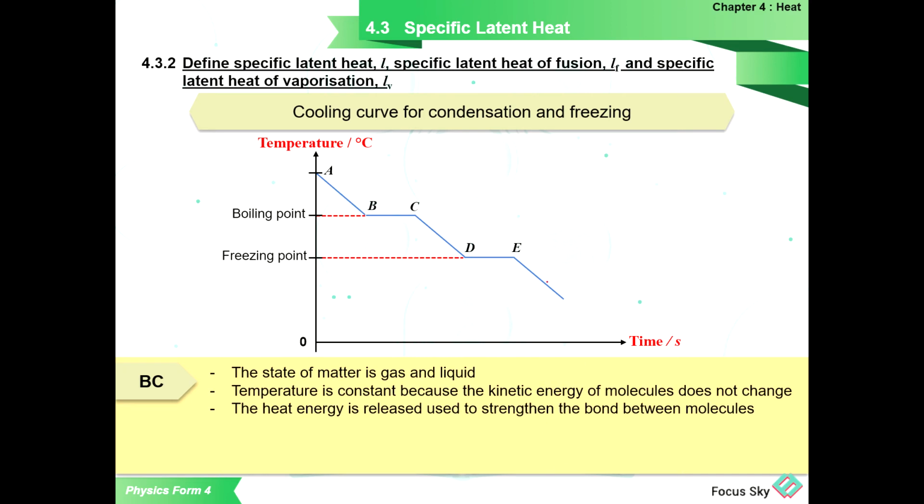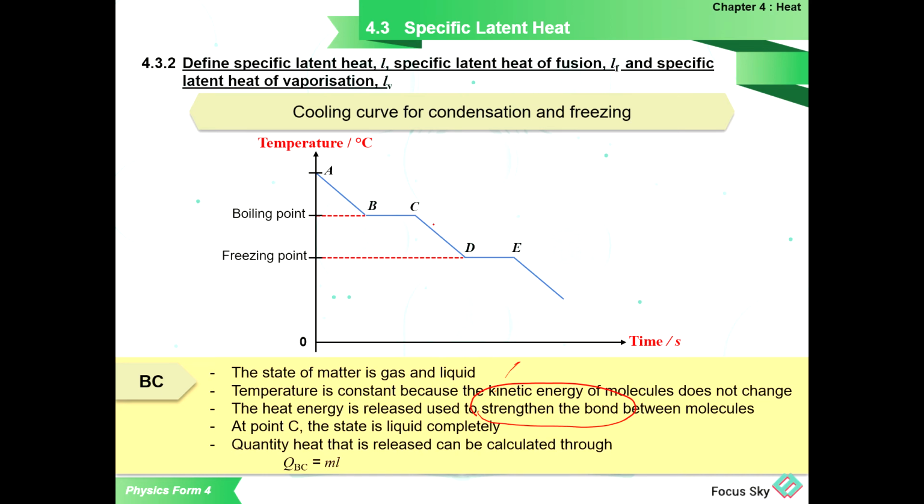Then again, B to C, no changes in temperature. The heat is used to strengthen the bond. Okay, kat sini strengthen the bond. So dia akan jadi liquid sepenuhnya. At point C, start to become liquid. So this one gas plus liquid, this one liquid.